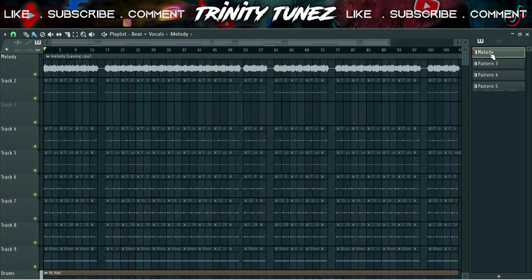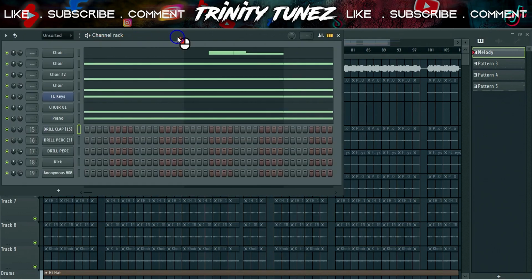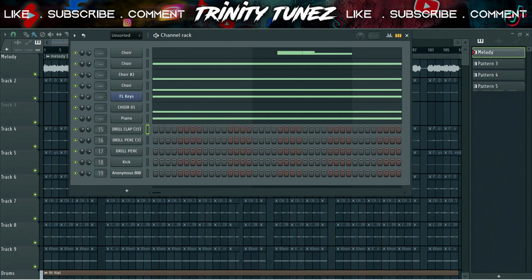This is how 018 by Cassper Nyovest and Maglera Doe Boy was made. Of course, I didn't make the beat, but I had to remake it. Let's get into it. I started off with the melody because that's the important part of the beat. So it sounds like this.